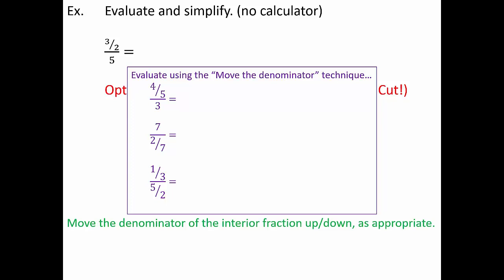All right, so moving the denominator, just move the 5 down to multiply by the 3. You're going to get 4/15. Here we're going to take the 7, move it upstairs. 7 times 7 is 49, so I'm going to have 49/2.